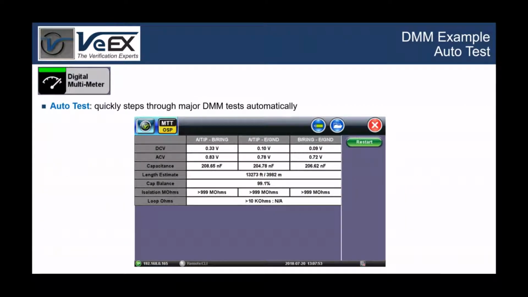For the DMM, we've also implemented an auto test, which is comprised of the main DMM measurements for all 3 legs, tip, ring, and ground. So the auto test will take you through DC voltage, AC voltage, capacitance, a loop length estimate based on capacitance, capacitive balance, isolation or leakage resistance, and lastly, loop resistance.